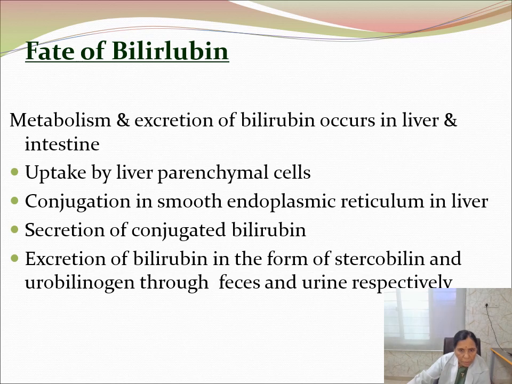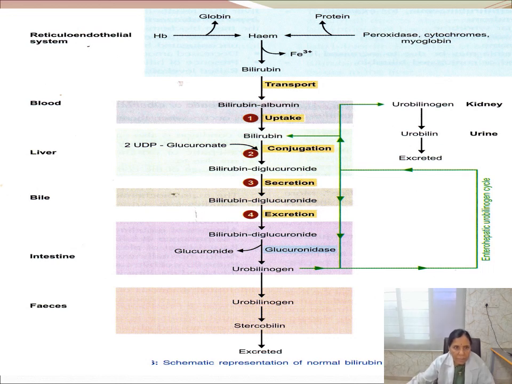Uptake by liver parenchymal cells, conjugation in the smooth endoplasmic reticulum in the liver, secretion of conjugated bilirubin, then excretion of bilirubin in the form of stercobilin and urobilinogen through fecal matter and urine. See, this is the picture: from hemoglobin, the globin part is removed, heme is released, and heme is also produced from other proteins, myoglobin, peroxidases, and cytochromes. Next, after degradation, bilirubin is transported combined with albumin, giving rise to bile pigments, then the conjugation process, secretion and excretion, urobilinogen, stercobilin through fecal matter, and urobilin excreted through the kidney. This is enterohepatic circulation, again part of it.